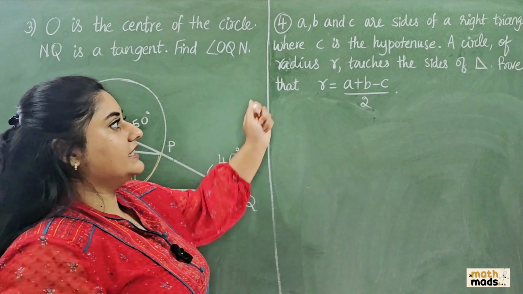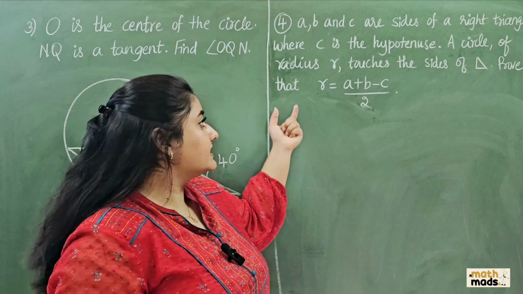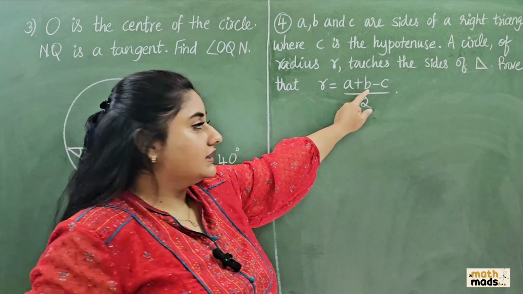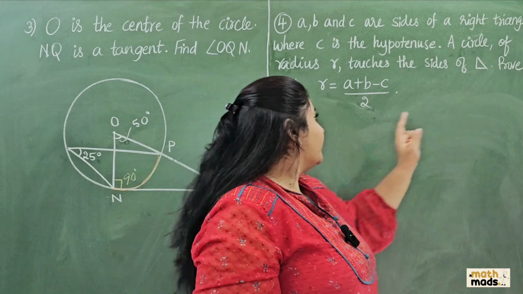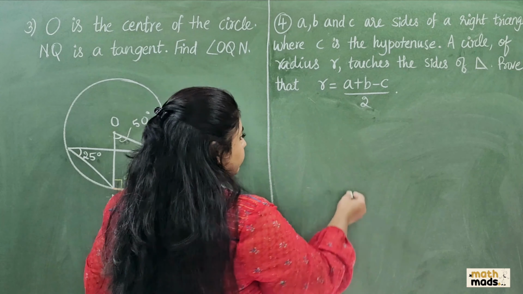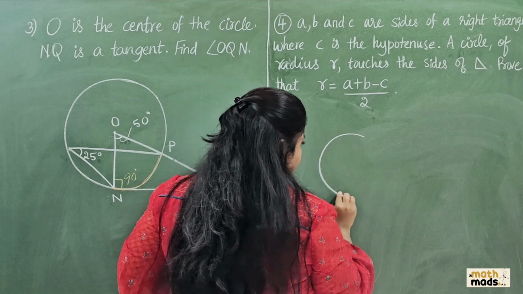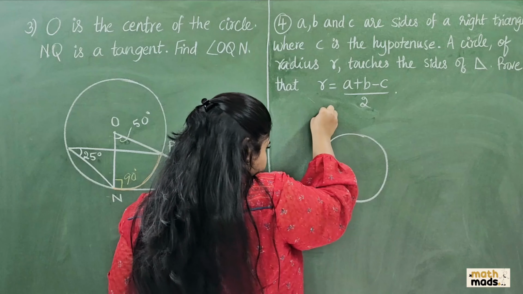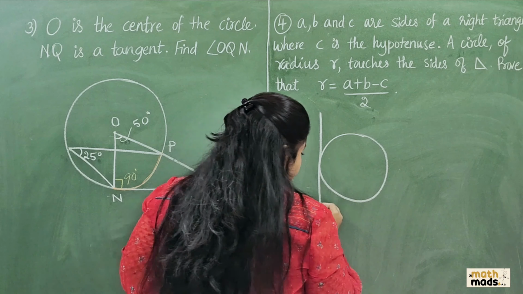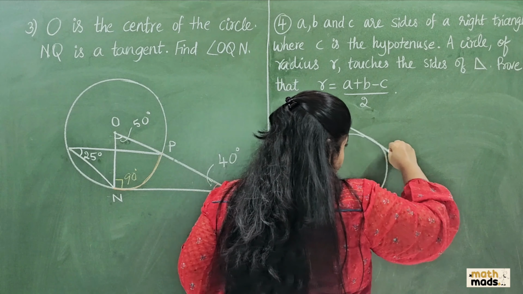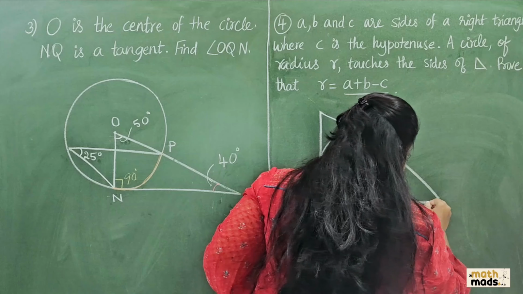A, B and C are sides of a right triangle where C is the hypotenuse. A circle of radius R touches the sides of the triangle. Prove that R is equal to (A plus B minus C) by 2. So let me draw a circle first. We know that the radius of this circle is R, and there is a right triangle which is touching this circle. Okay, so this is the right angle triangle.